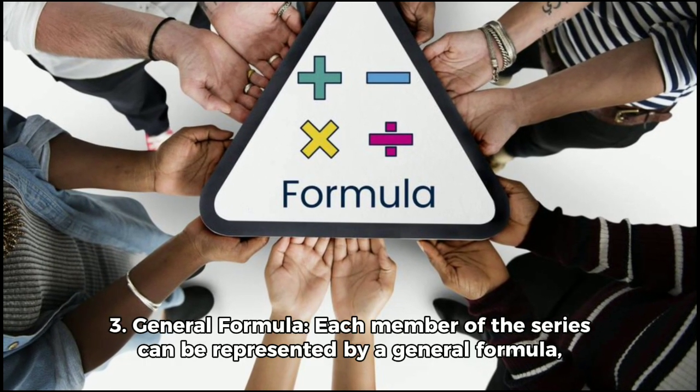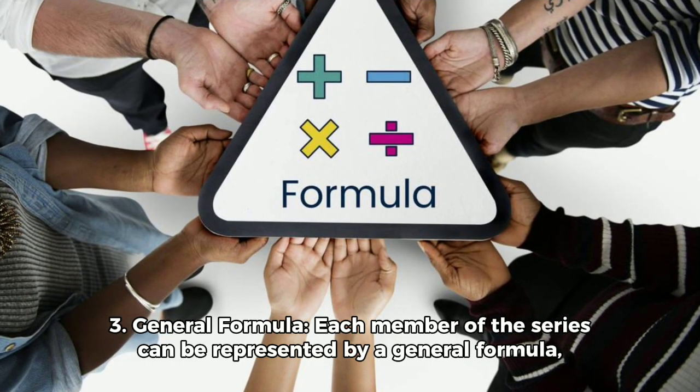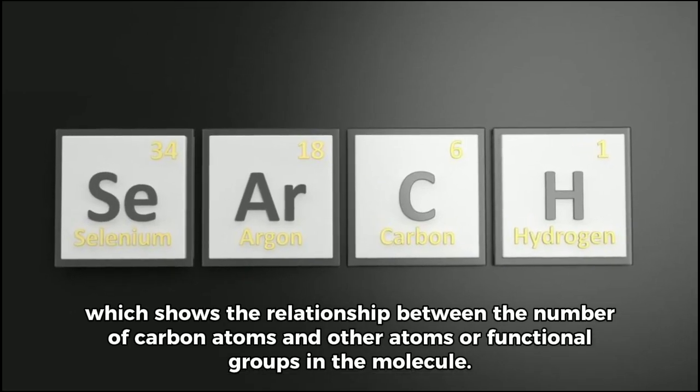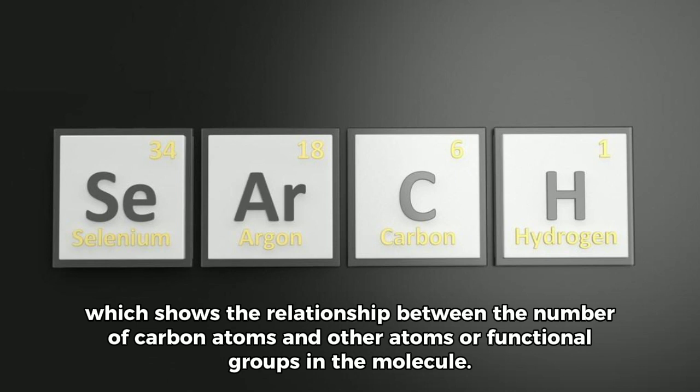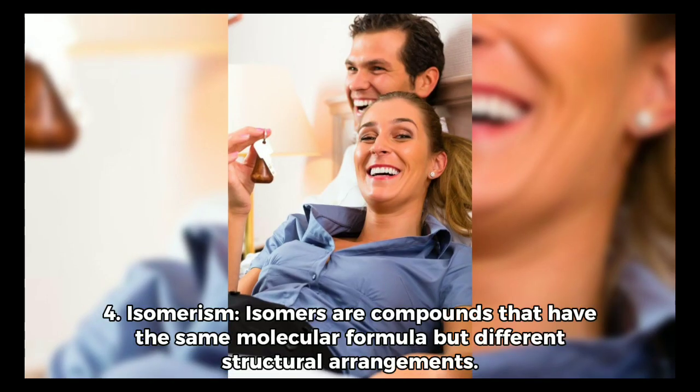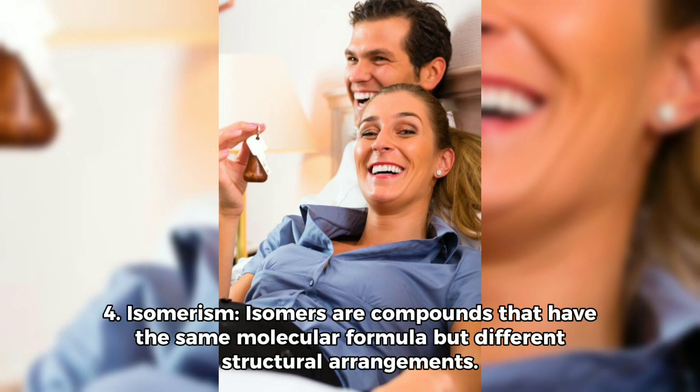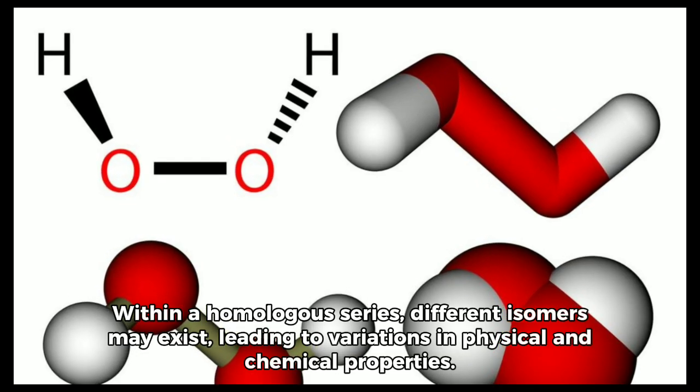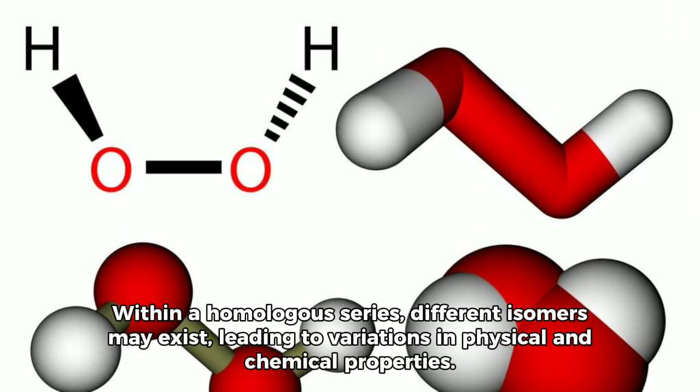3. General formula. Each member of the series can be represented by a general formula, which shows the relationship between the number of carbon atoms and other atoms or functional groups in the molecule. 4. Isomerism. Isomers are compounds that have the same molecular formula but different structural arrangements. Within a homologous series, different isomers may exist, leading to variations in physical and chemical properties.